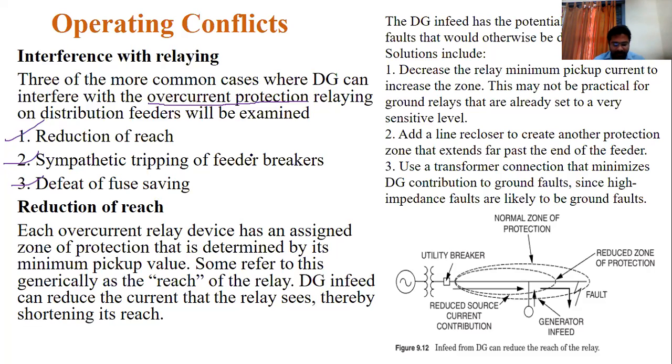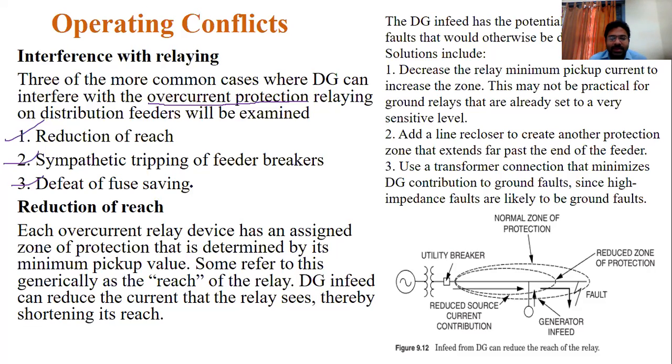First one is the reduction of the reach. Then the second one is the tripping of the circuit breakers. Then the third one is the defeat of fuse saving. So you see these three different categories that we are going to examine.